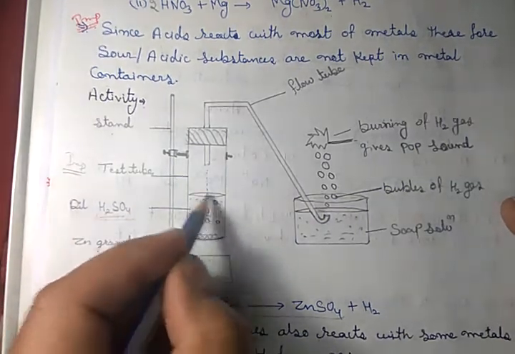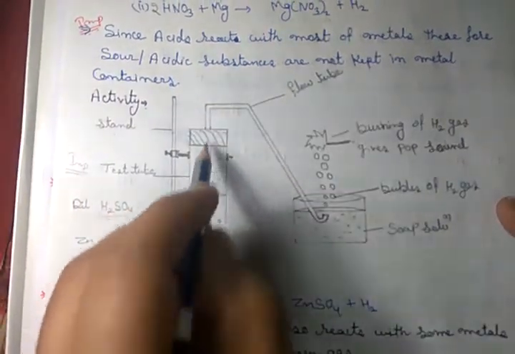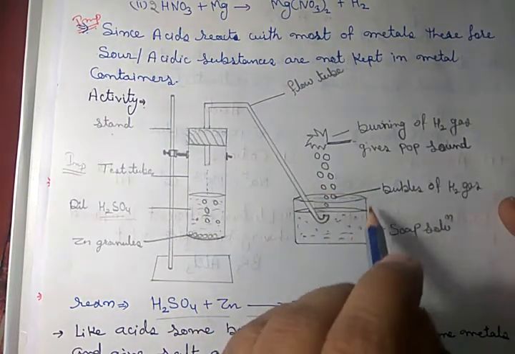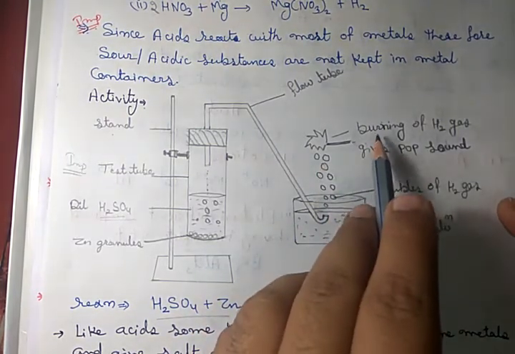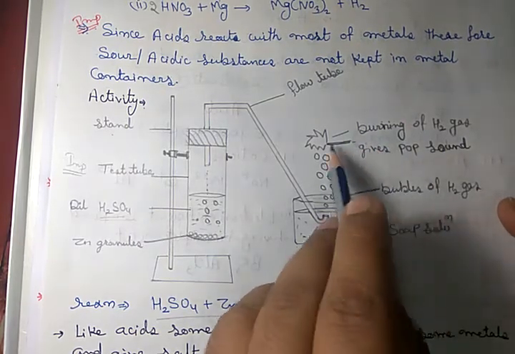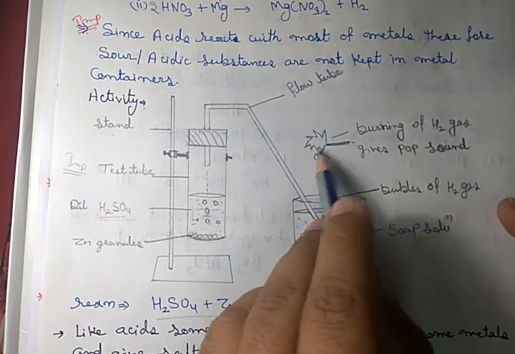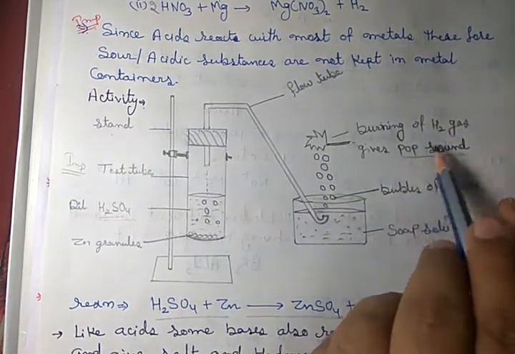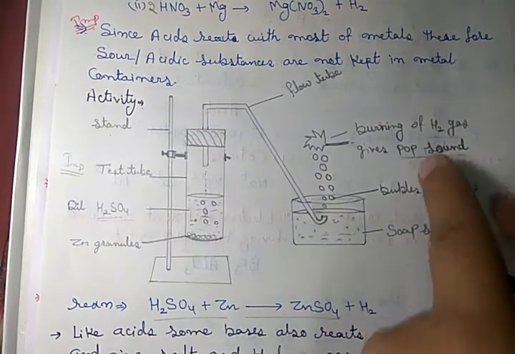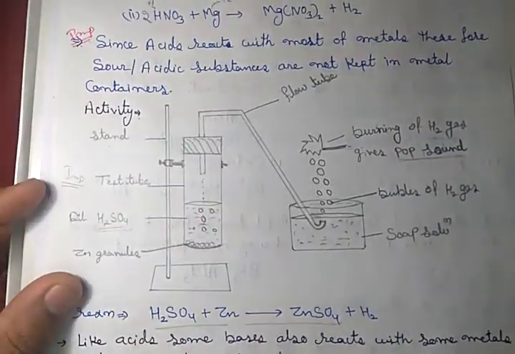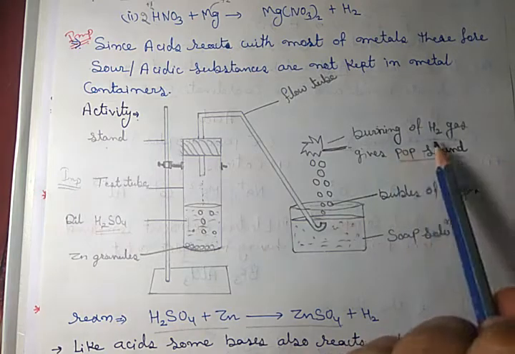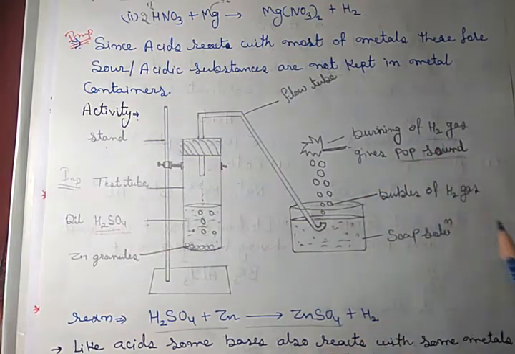Now there is bubble formation, which is a gas coming out from the delivery tube, and here it appears as bubbles. Which gas is that? For that we do a burning test. When a candle or matchstick comes near these bubbles, a pop sound is given. The pop sound is the identification of hydrogen gas. That question was asked in the board.